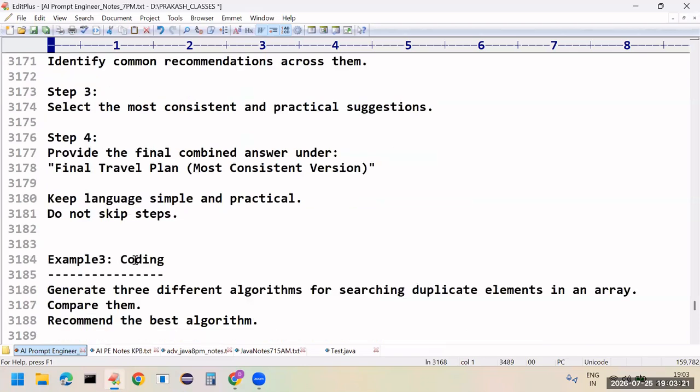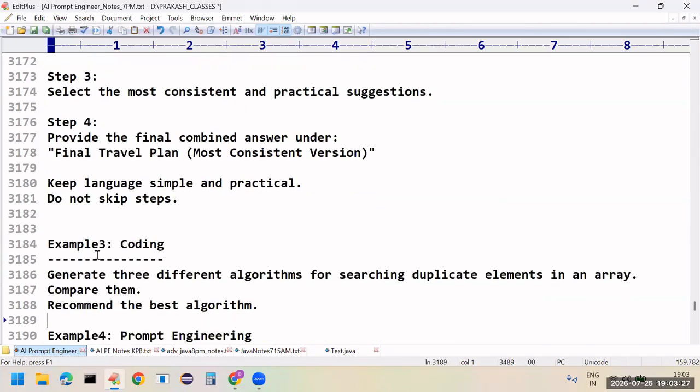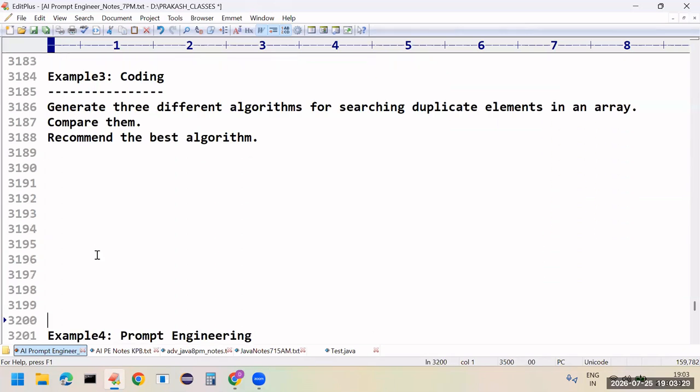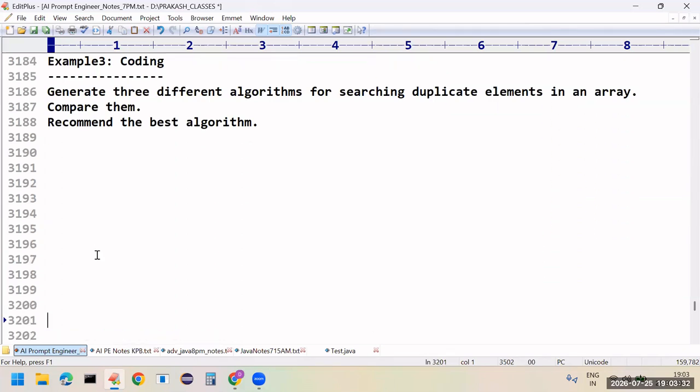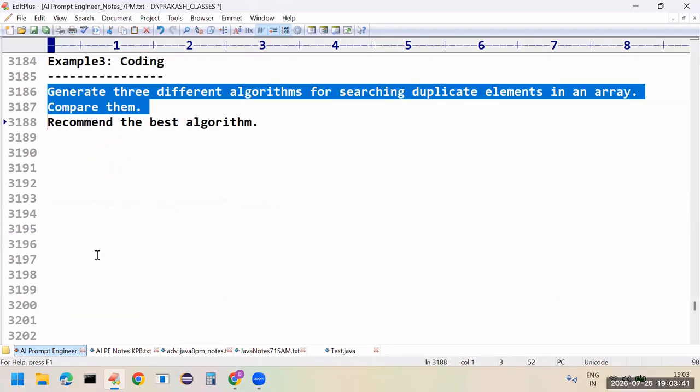Compare three plans. This one I even tried two days back when I was taking a data structures class for my students. I saw a similar kind of problem. Observe, friends: generate three different algorithms for searching duplicate elements in an array. I have an array and I want to find duplicate elements. For that, multiple approaches are there, friends. Can you please choose different algorithms and recommend the best algorithm?